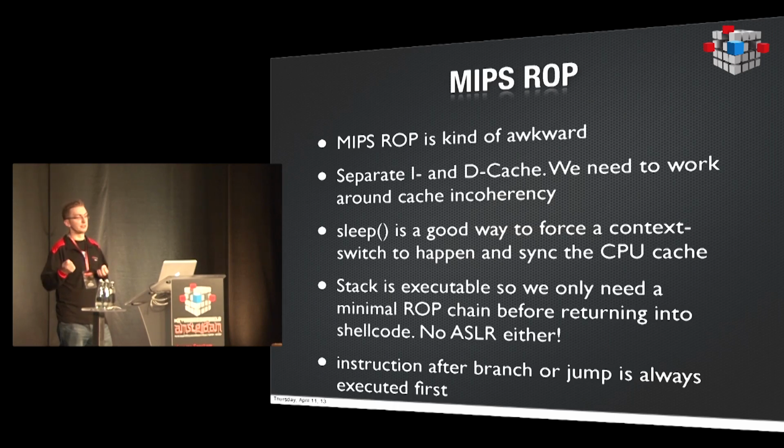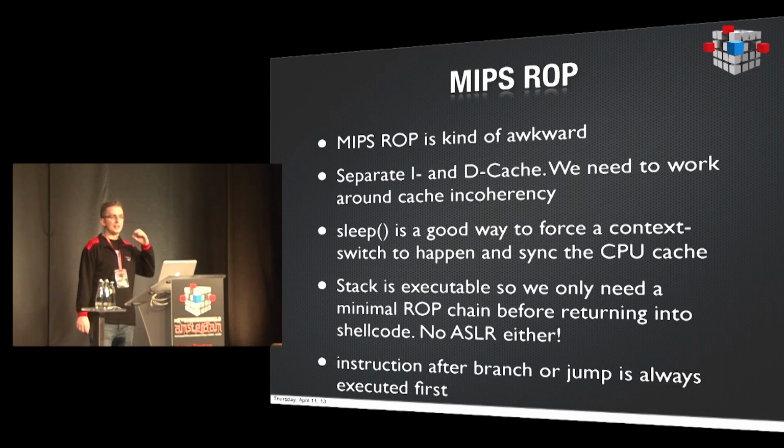Luckily the stack on this device is executable. So we only need a really minimal ROP chain to deal with the cache incoherency, set up a pointer to our shellcode and eventually branch there. And there's no address space randomization either, so it makes things kind of cheesy, but it's still a hostile device. On the CPU architecture we don't really know yet, so there's a bit of a challenge. One important last thing to note is that on MIPS, whenever a branch is taken, the instruction after the branch is always executed before the branch. So regardless of whether the branch is taken or not, the instruction after that will always be executed first. This is something to do with pipelining, but we won't get into that right now.